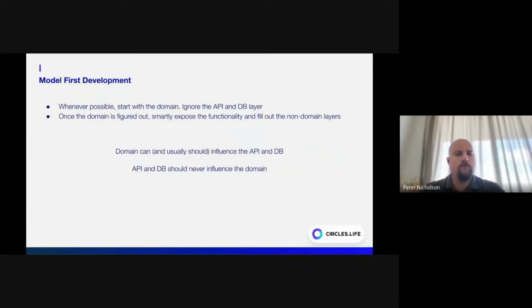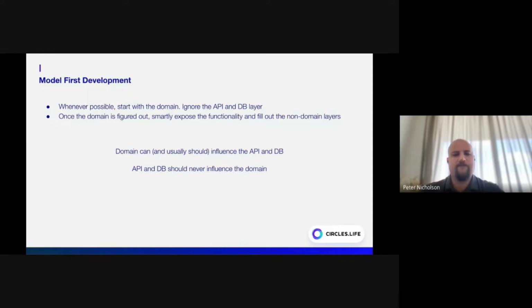And we're going to approach this from model-first development. So whenever possible, we're going to start with this domain. We're going to ignore the API and the DB layer, and once we figure out the domain, we can smartly expose the functionality and fill out the non-domain layers. Another way to put this is we're going to do this domain first, and we're going to allow the domain to influence the API and influence the infrastructure layers. But we're not going to take the reverse and allow the API and the infrastructure layer to influence the domain.